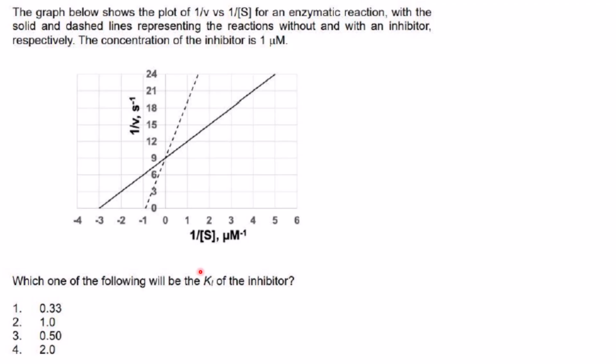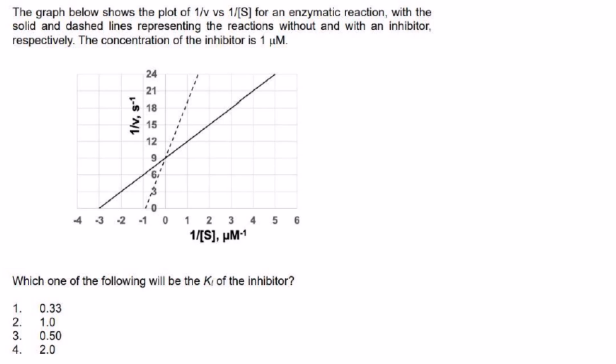Now, if you see the graph, you can see that there is no change. This is your Vmax and these are your Km values. So here there is no change in the Vmax. It is unchanged. But the Km value, if you see, without inhibitor it is -3 and with the inhibitor it is -1. That is, the Km value has increased. So it is the case of a typical competitive inhibitor.